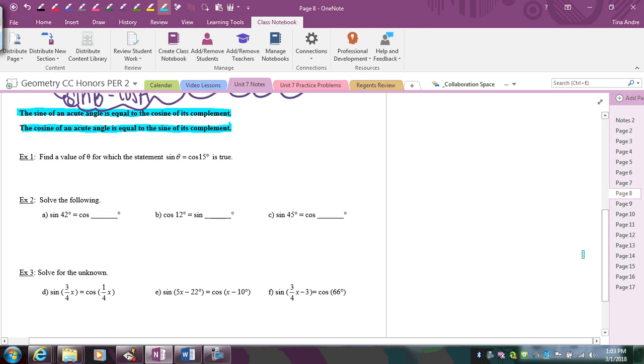The first problem here is finding the value for theta when sine and cosine are equal. The only time that sine and cosine are going to be equal is if these two angles are complementary, so if those two angles add to 90. So these angles must add to 90. All we have to do is theta plus 15 equals 90. Just solve for theta: subtract 15 from both sides, and you get 75 degrees.